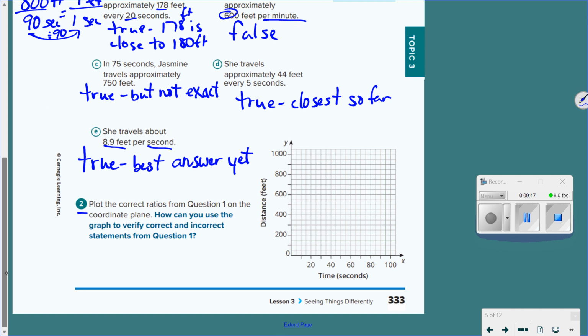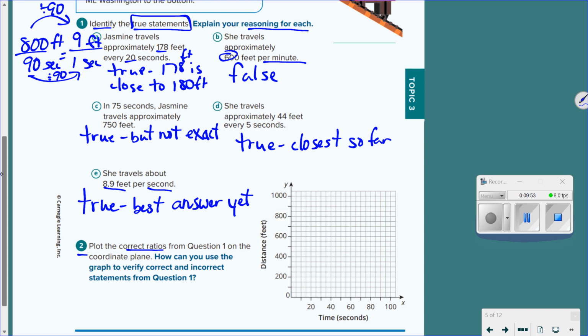Now we're going to plot the correct ratios from question 1 on the coordinate plane. So we're going to go back to question 1 and say, okay, the ones that are true. So we had 178 in 20 seconds. So 20, 178 would be just less than the 200. We had the 75 and 750, so 60, 70, 75. 750 is going to be the next one up, so somewhere in that area.